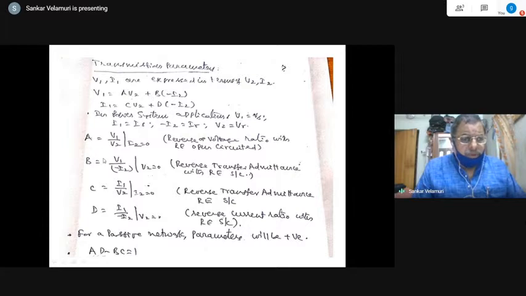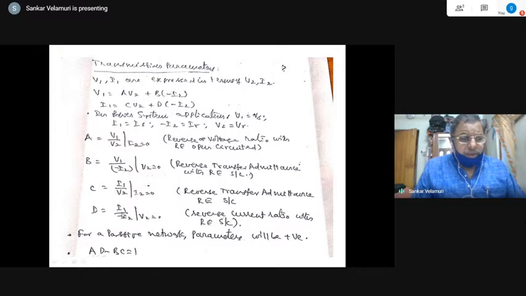When V2 is 0, B is V1 by minus I2. I told you the reason. If current is away from the port, that is taken as minus I2. Current into the port is of course the positive value of I2 that is being chosen. So this is the reverse transfer admittance, that is, it is equal to transfer admittance, with the receiving end short circuited.